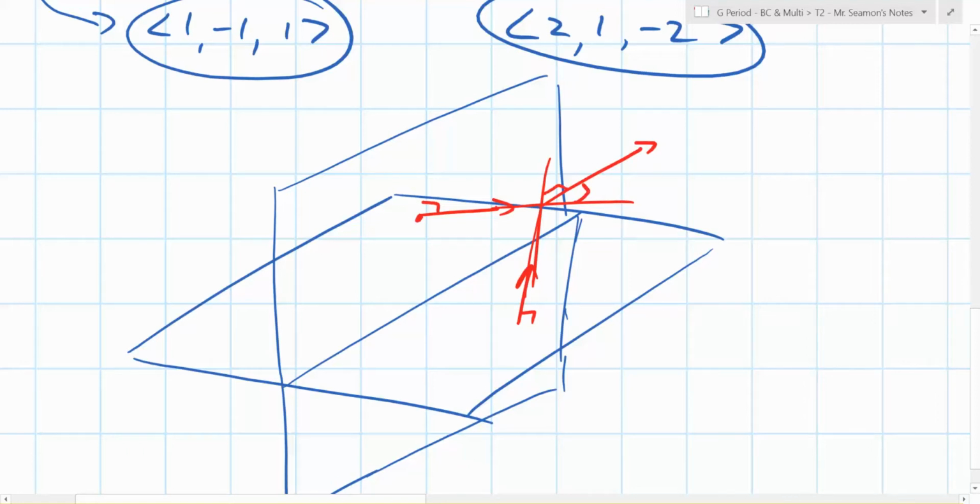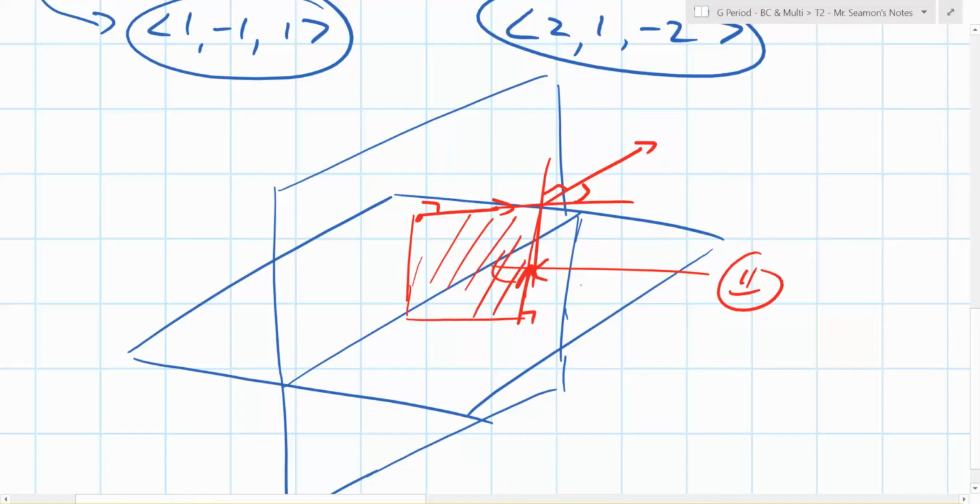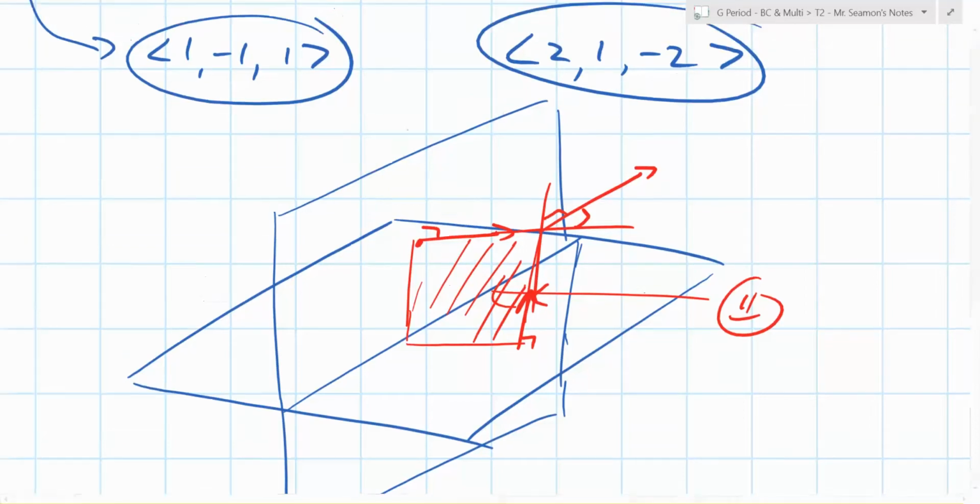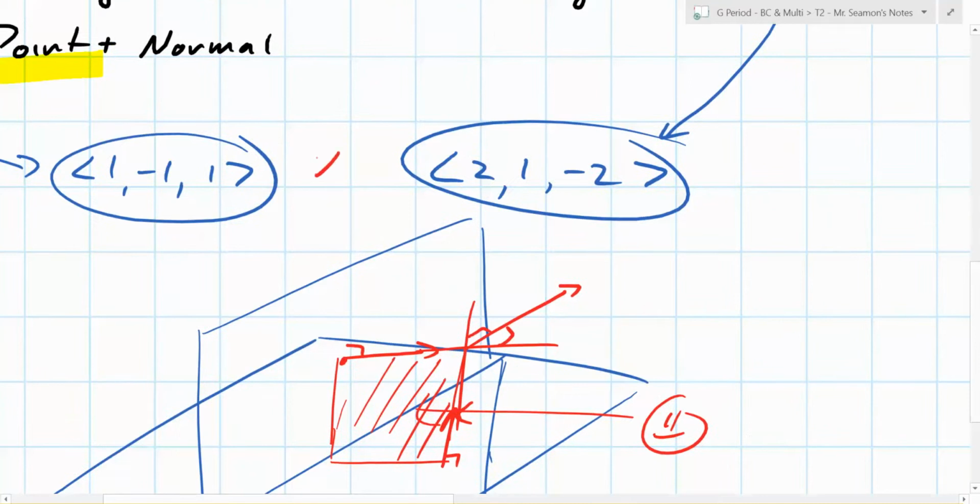You end up with a vector that's perpendicular to both of them, perpendicular to the plane you want. You can actually see the plane you want. What's the plane you want right now? You want this plane right here, right? That's the plane you want. So how do you write the equation of the plane you want? You need a point and a normal vector. Well, you get the normal vector by crossing those two.